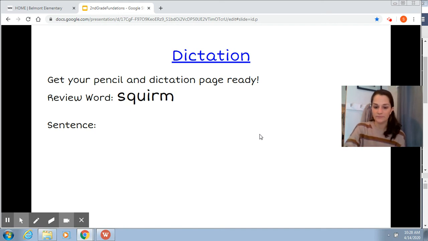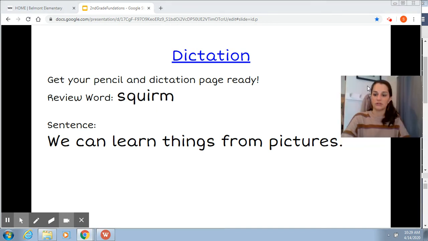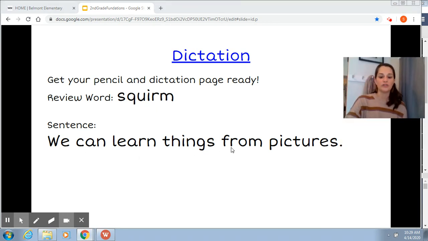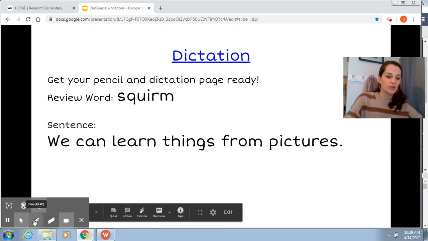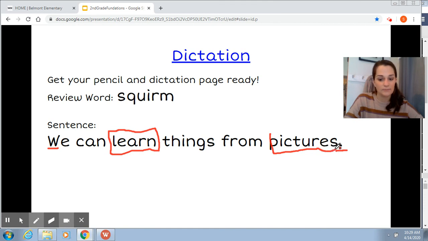Okay, are you ready? The sentence is, we can learn things from pictures. So remember, we start our sentences with a capital and we end with a punctuation mark. This would end in a period. We have 2 trick words in here today, which I usually am going to use in our sentence, okay? The trick words we learned about, learn and picture, although I made it a plural and said pictures.